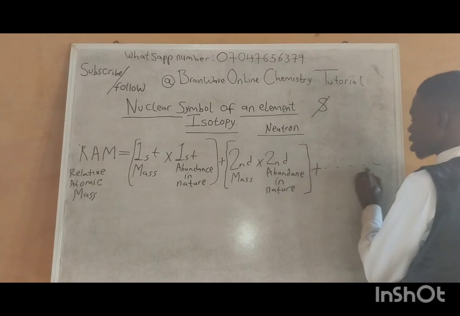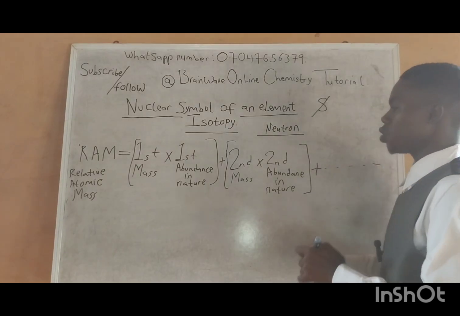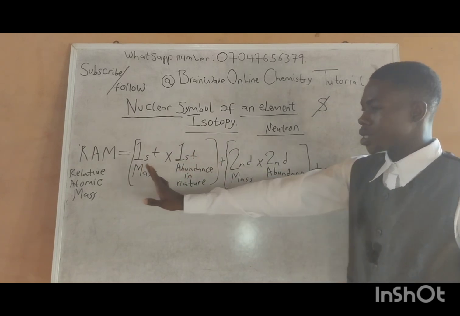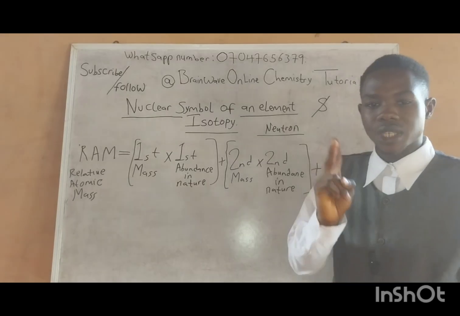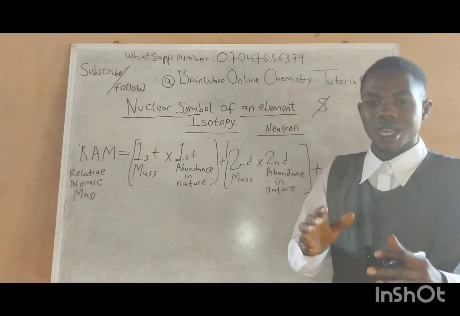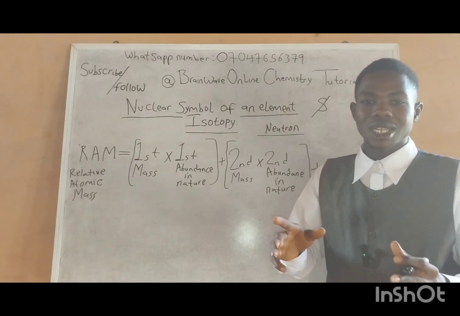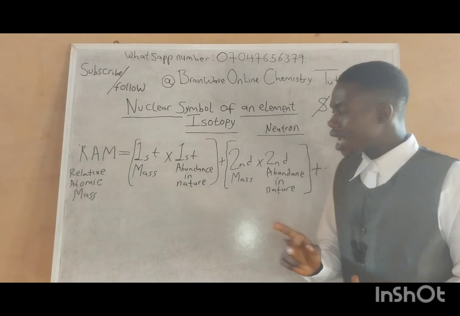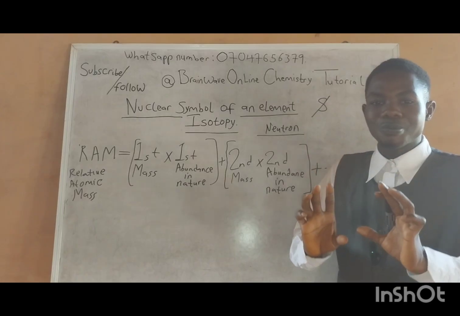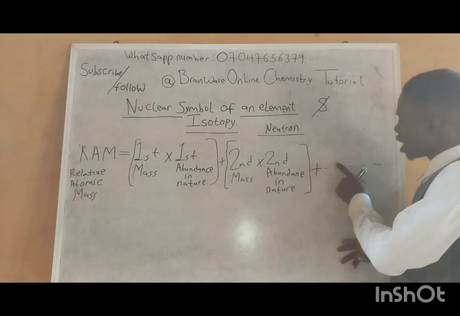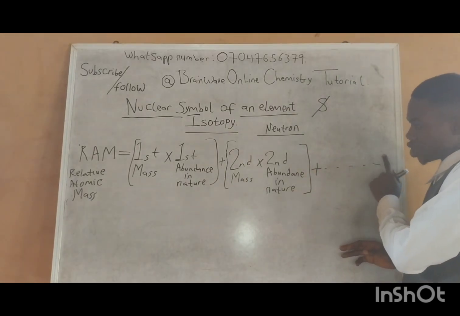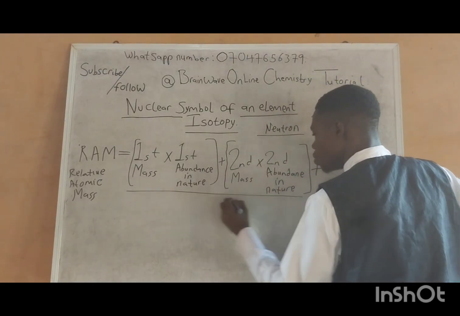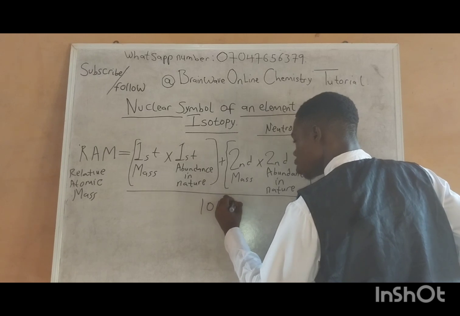Now what this represents is this. You know, earlier on when I was explaining the various isotopes of a particular element, there was an element that has 2 isotopes. There's an element that has more than 2 isotopes, like oxygen, like carbon, like hydrogen. Now any element that has more than 2 isotopes, you now include the third mass and third abundance in nature. Now please take note of this, over 100.